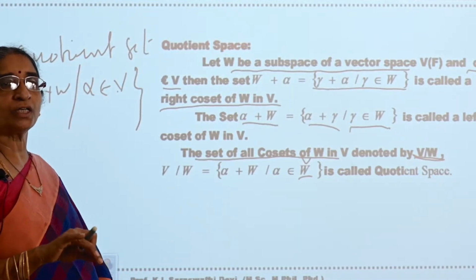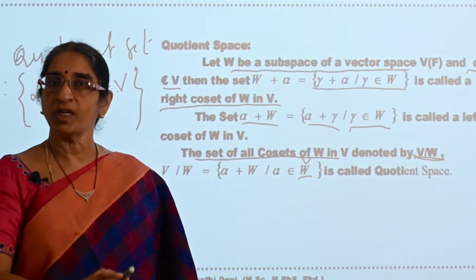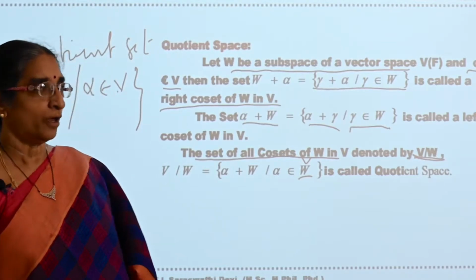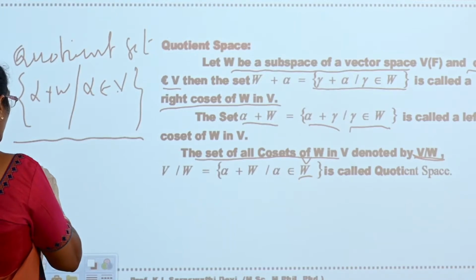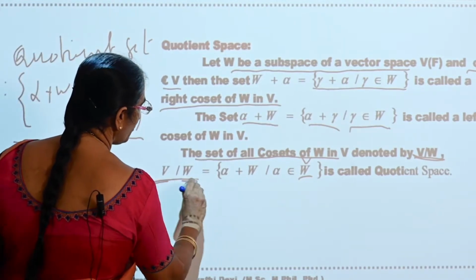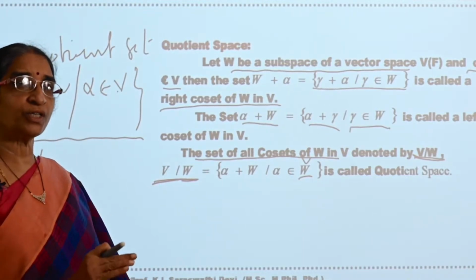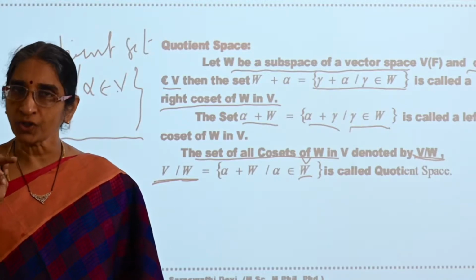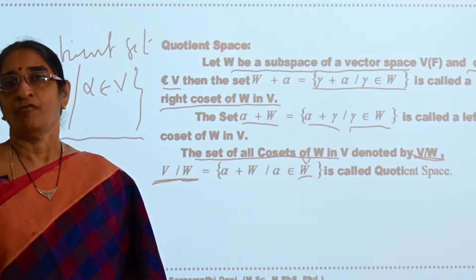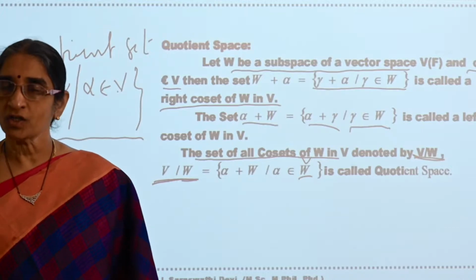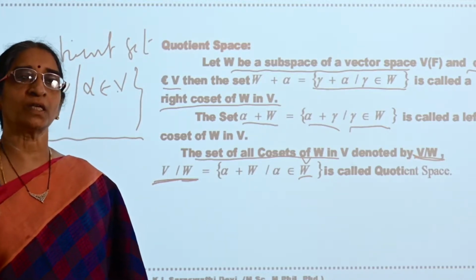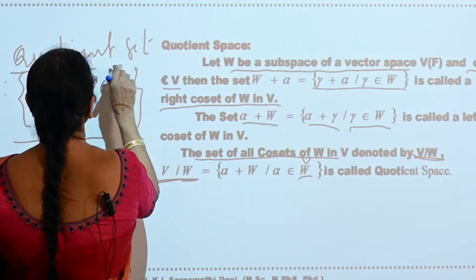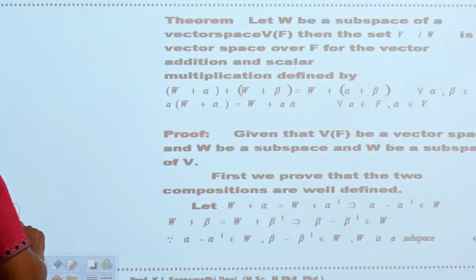When will you say that this quotient set is a quotient space? If it becomes a vector space, it will be the quotient space. The quotient set is denoted by V/W. Now if you want to say this quotient set is a vector space, you have to define vector addition and scalar multiplication. That vector addition and scalar multiplication is defined as addition of cosets and scalar multiplication of cosets. See how we are going to define them and show that the quotient set is a quotient space.